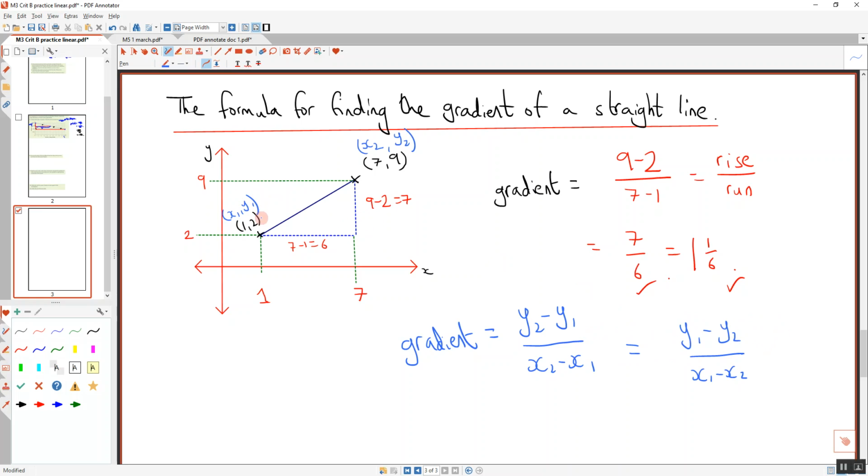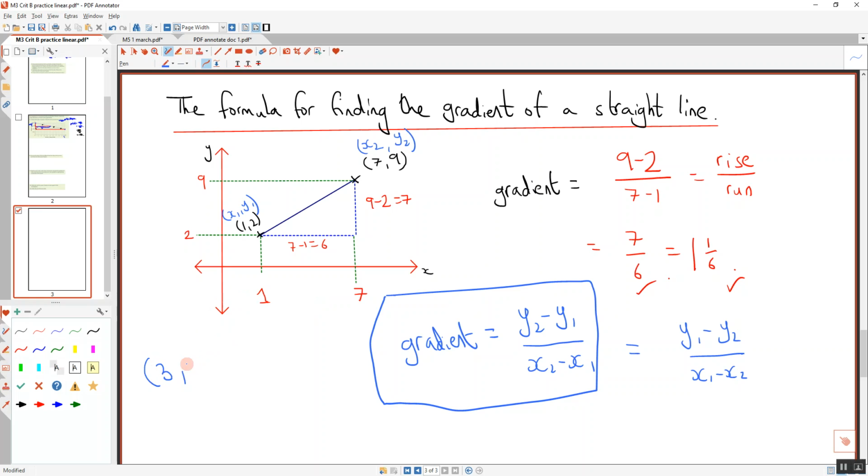If I do 2 take away 9 divided by 1 take away 7, you'll get exactly the same answer, okay? So this is a really important formula that enables us to work out the gradient. When you come to do questions with this, we're going to do some now in a second to practice. You'll be given your 2 sets of points.